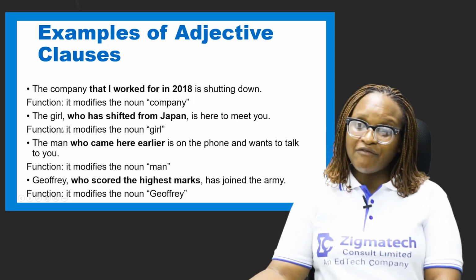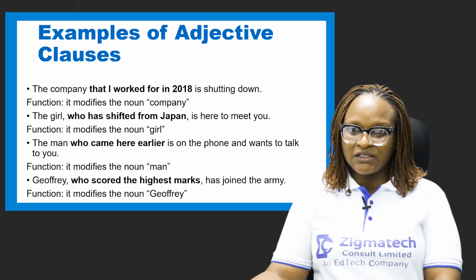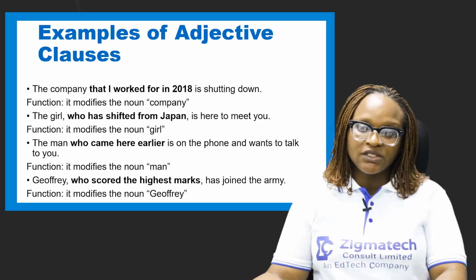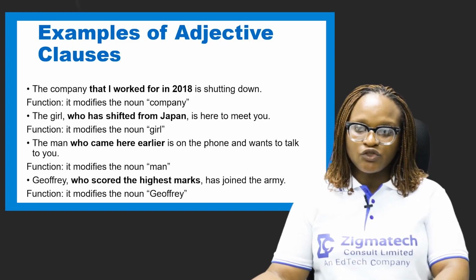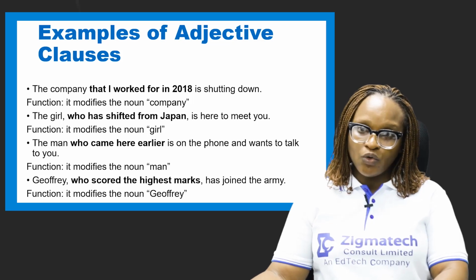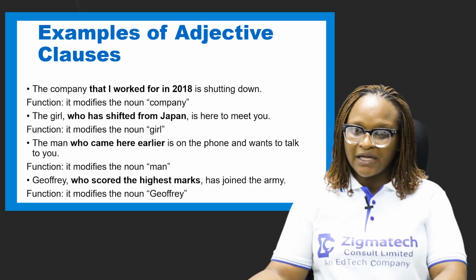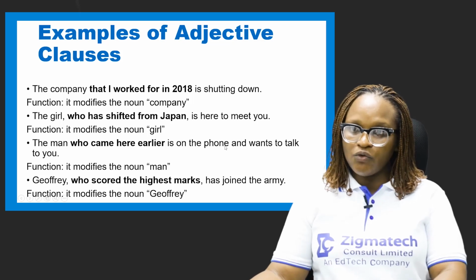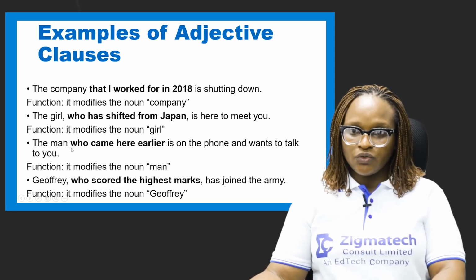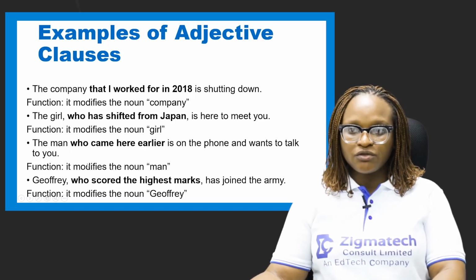So you see that adjectival clause or relative clause is really easy to identify and to state the function, because you already have specific words that introduce them and words that modify. Once you're conversant with how to identify noun words, be it abstract or concrete nouns, you wouldn't have any problems getting the right answer. The next one says, the man who came here earlier is on the phone and wants to talk to you. So here we have "who came here earlier" as the adjective clause. Now what's the function? It modifies the noun man.